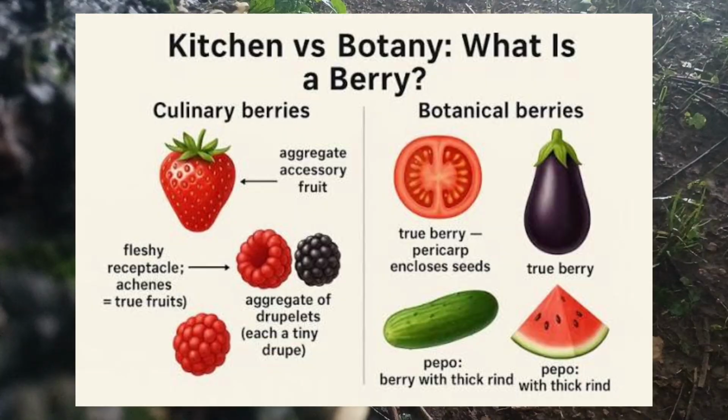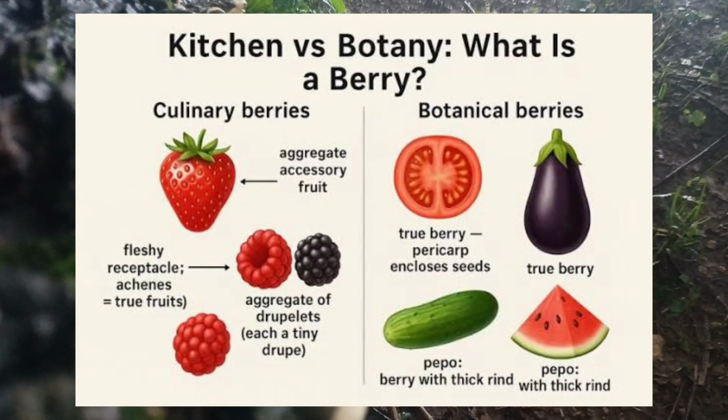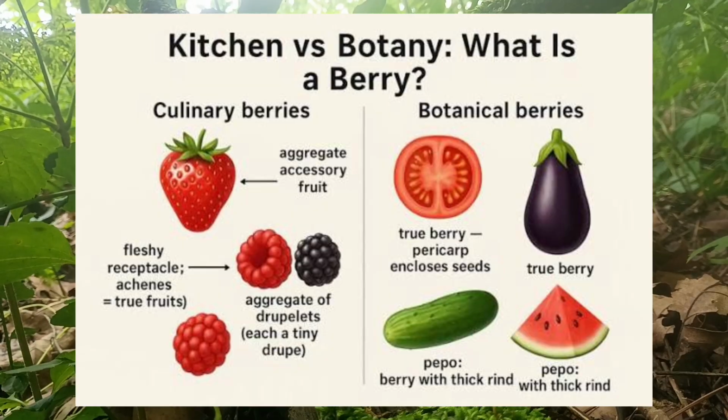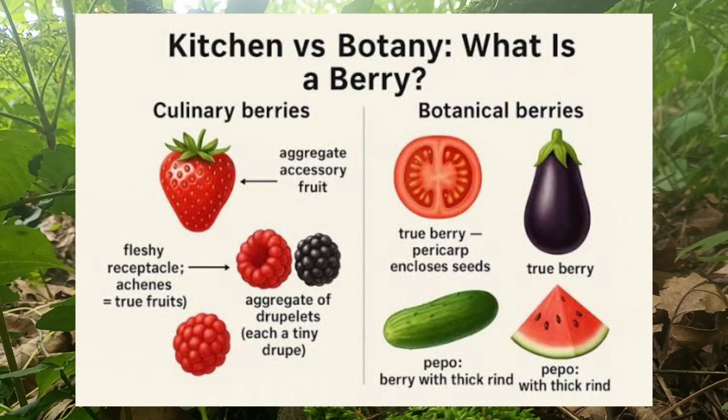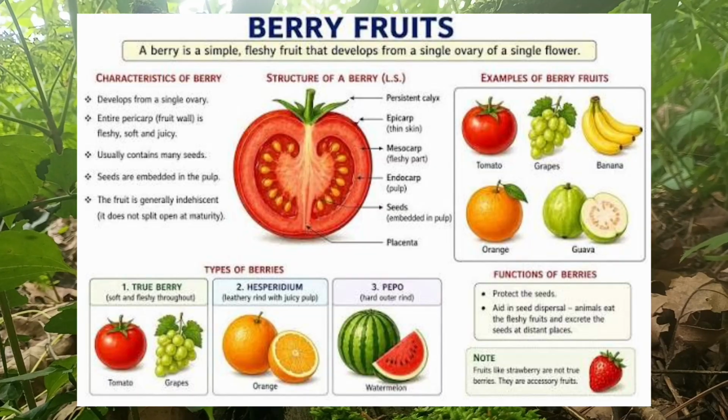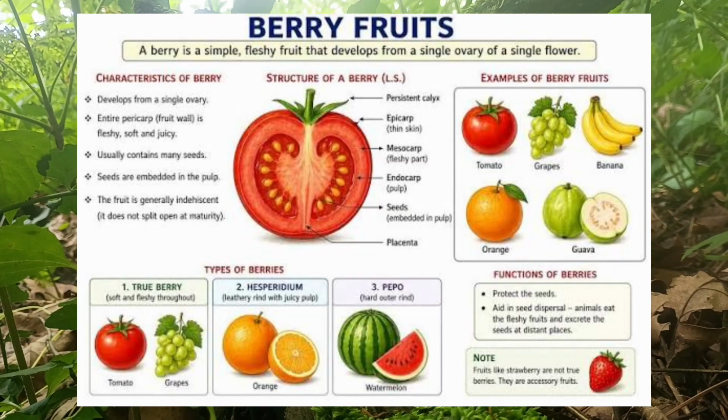Scientific and cultural language can also make it confusing. Vegetable isn't even a botanical term. Legal and culinary definitions often conflict with scientific classification. Like tomatoes are botanically fruits, but legally classified as vegetables in the US.